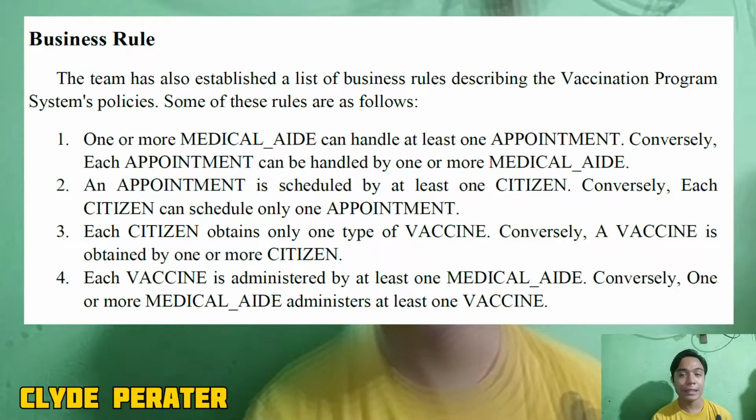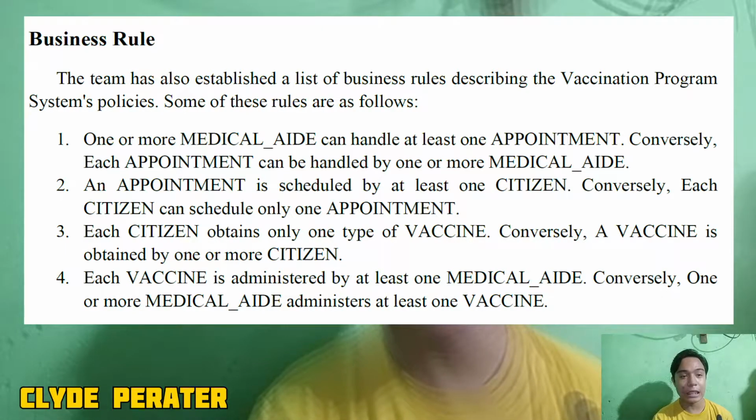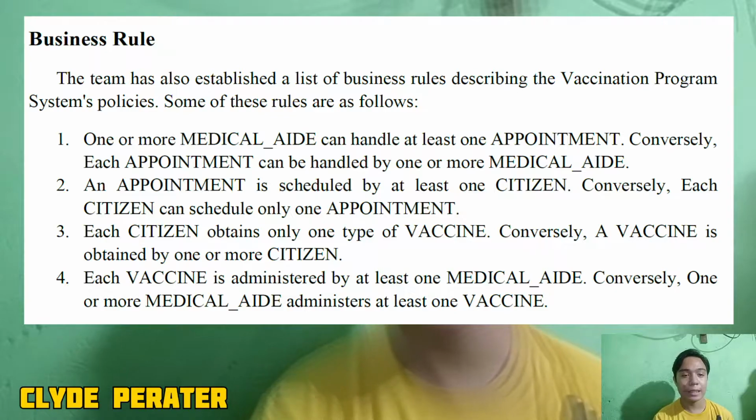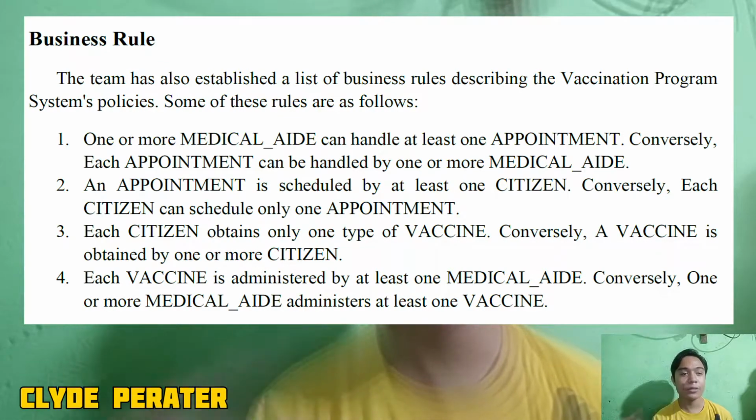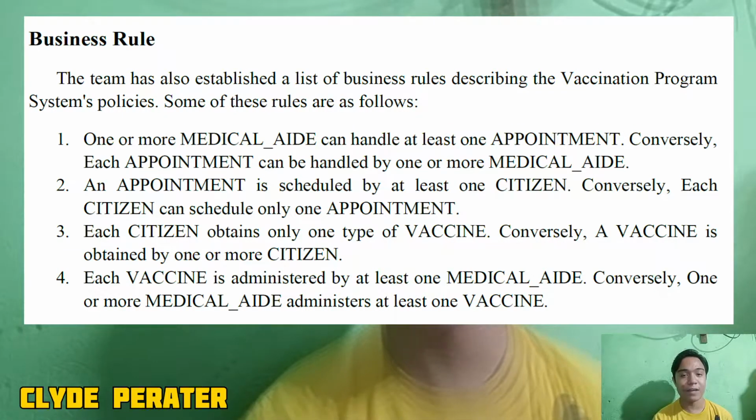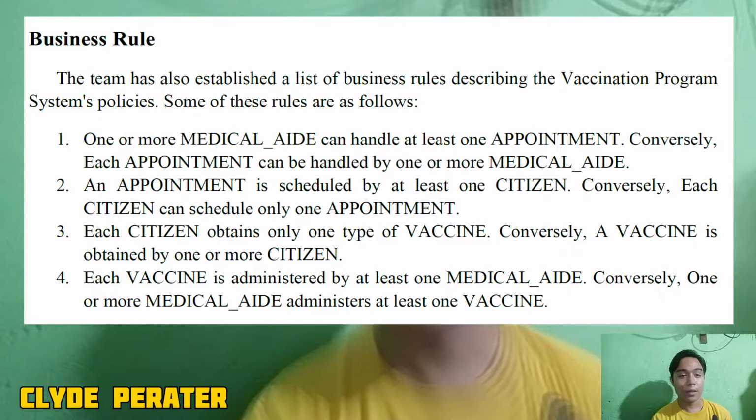The fourth and last business rule is each vaccine is administered by at least one medical aid. Conversely, one or more medical aid administers at least one vaccine. It is also a valid business rule, since the medical aid supplies the vaccine provided for the cost of vaccination program. Because without the supplies of vaccines coming from the LGU, there will be no vaccination program happening.